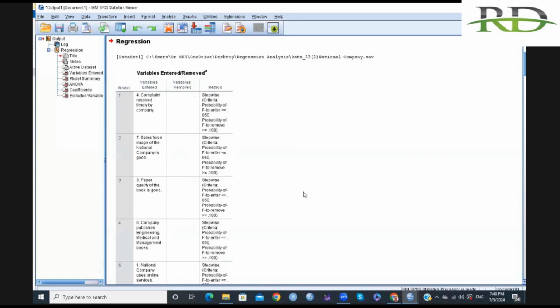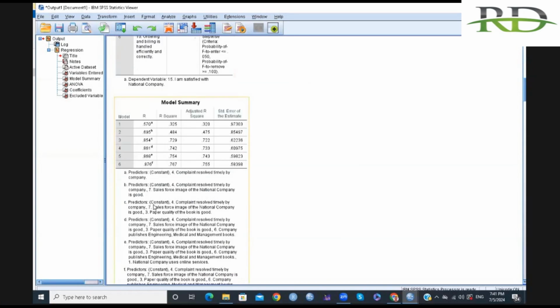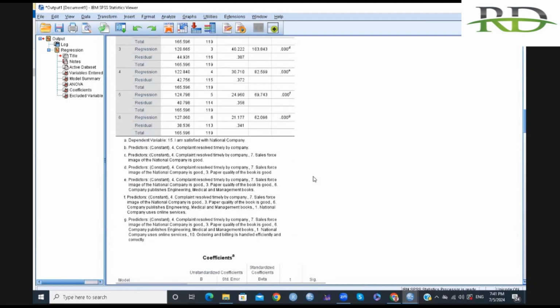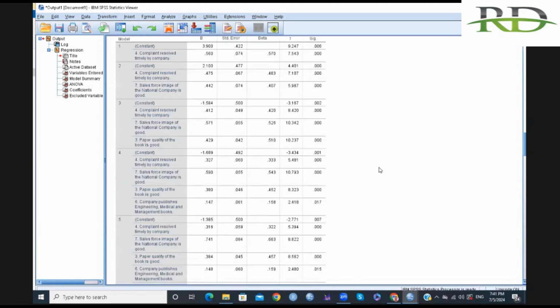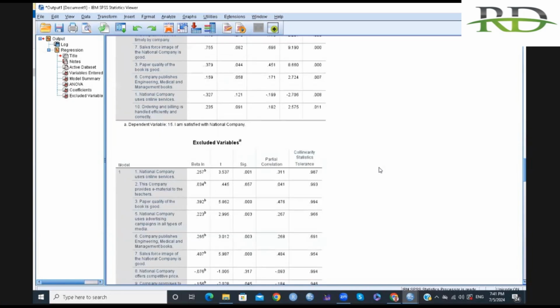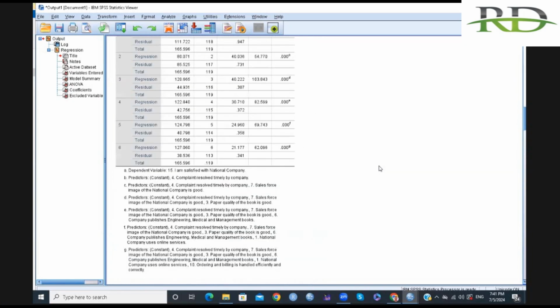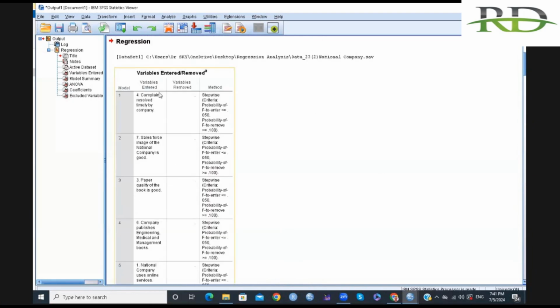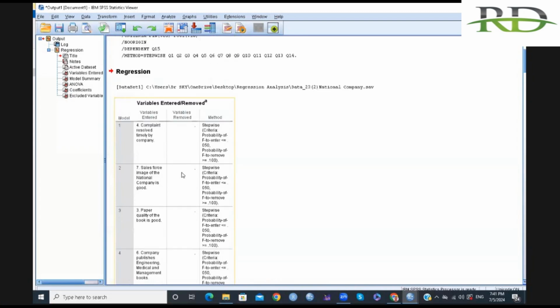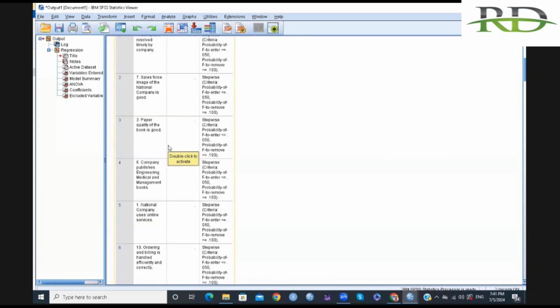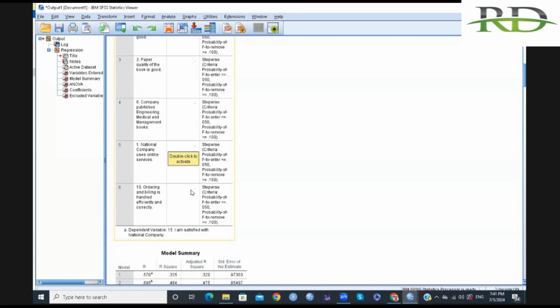So you will see variables entered and removed, which are entered and which are removed, you can see. This way you can tell which are going to be significant or not. Here no one has been removed. All are entered here. No one is removed. But this is the model with only the 1, 2, 3, 4, 5, 6 independent variables.